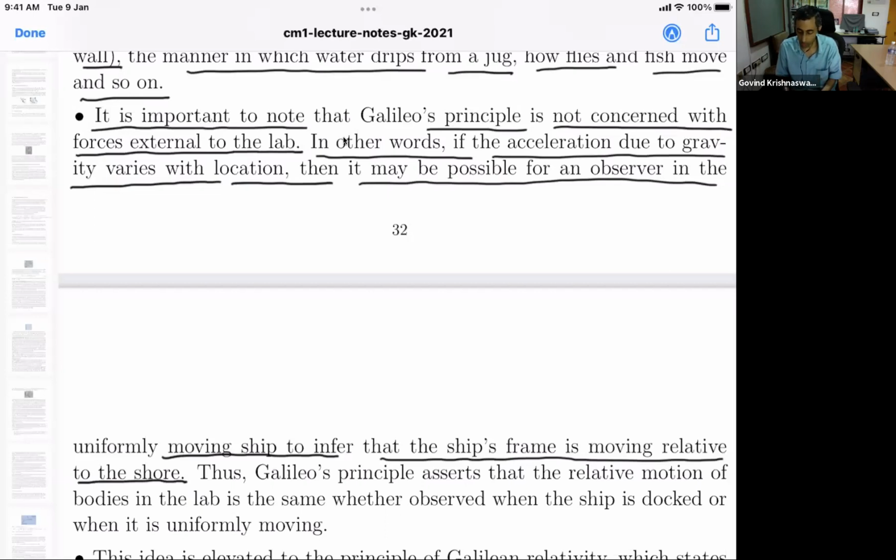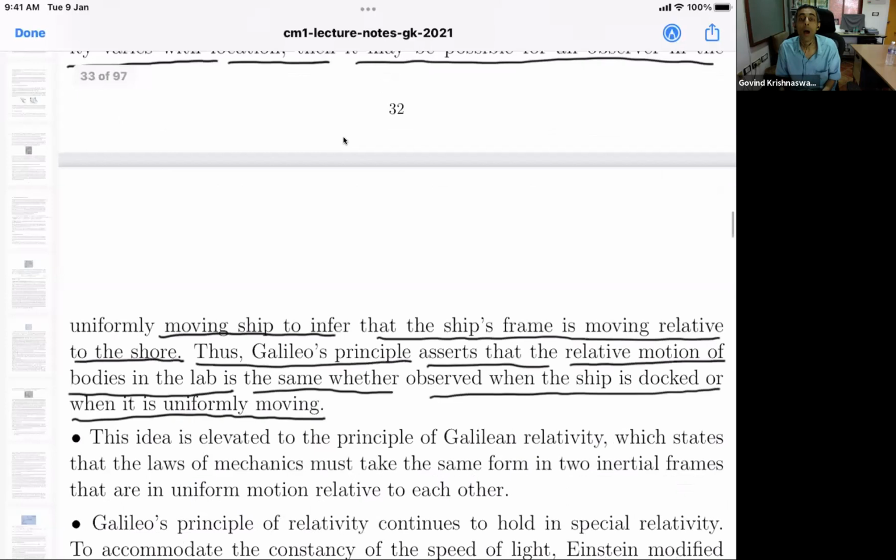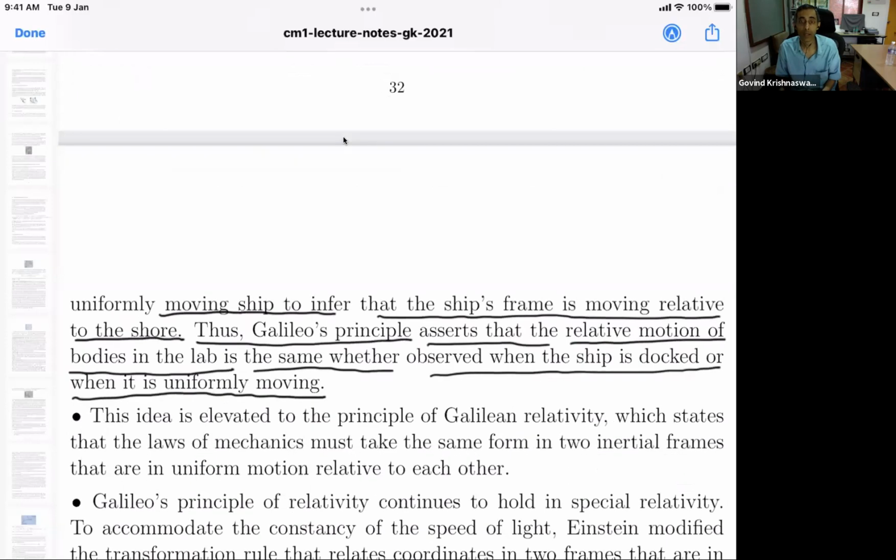So Galileo's principle, a little bit more carefully stated, asserts that the relative motion of bodies in the lab is the same whether observed when the ship is docked or when it is uniformly moving. Okay, so I was not sufficiently explicit and careful in saying some of these things, which I really should have last time at the very end.